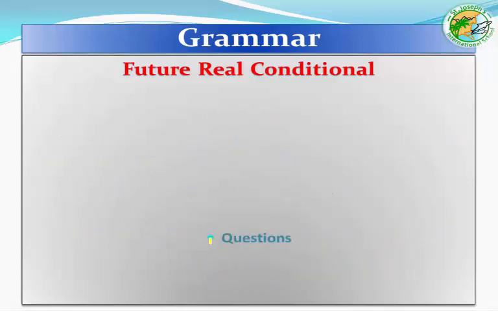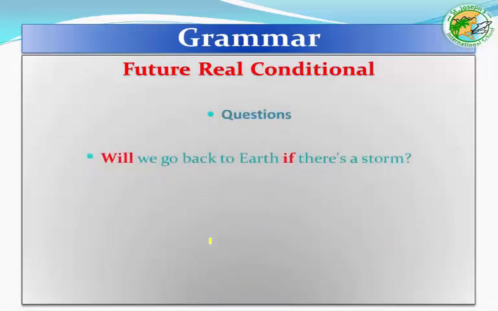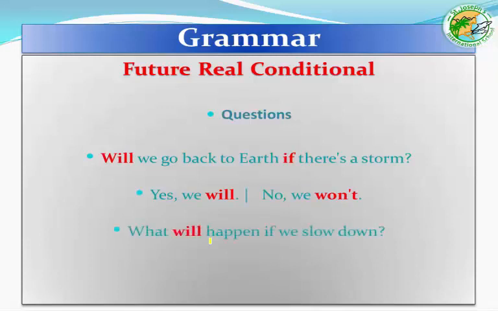Also, we said that to make a question, we use will to make a yes or no question. Will we go back to Earth if there is a storm? Yeah, we will. No, we won't. I can also say what will happen if we slow down. So if clause, if we slow down, the main clause, what will happen? If you can't sleep, what will you do?